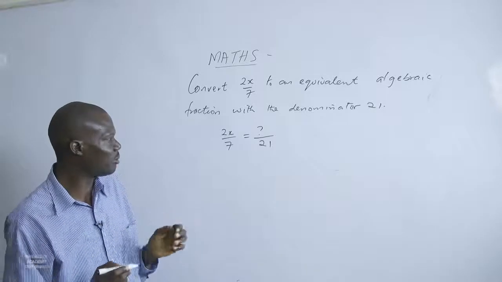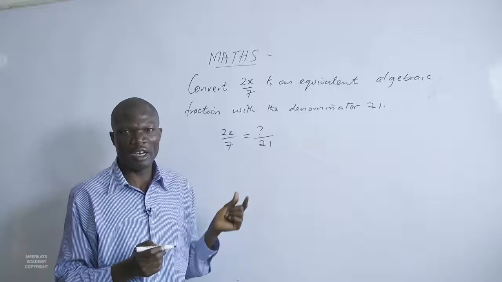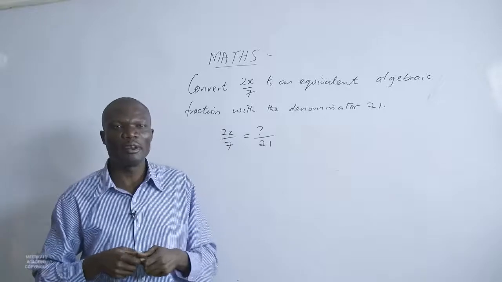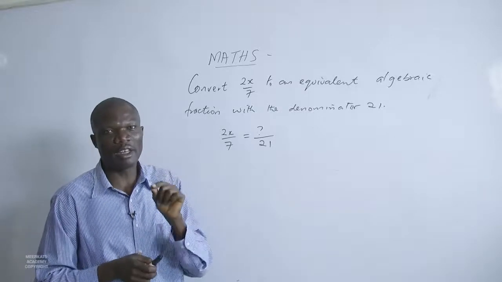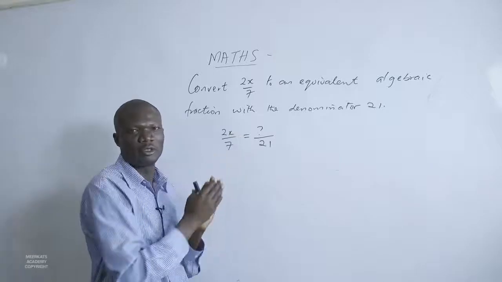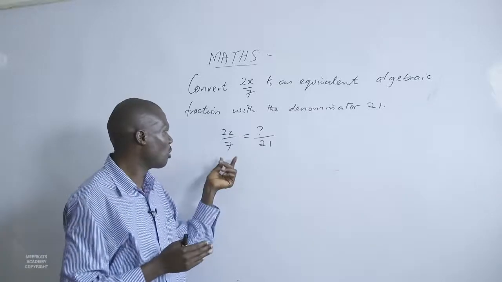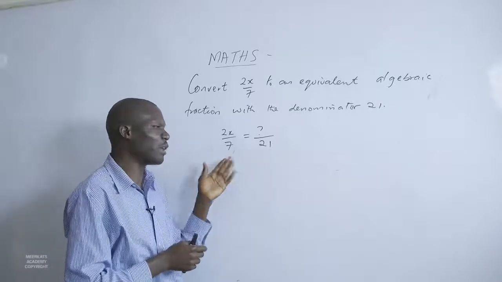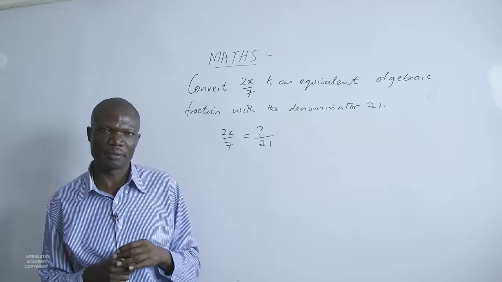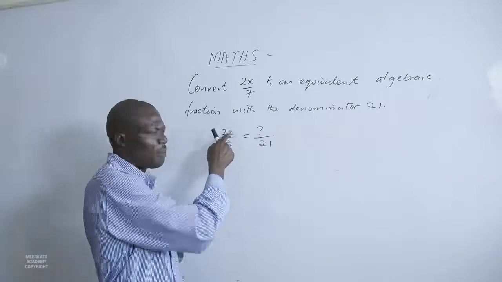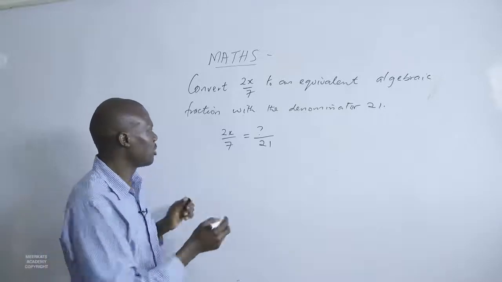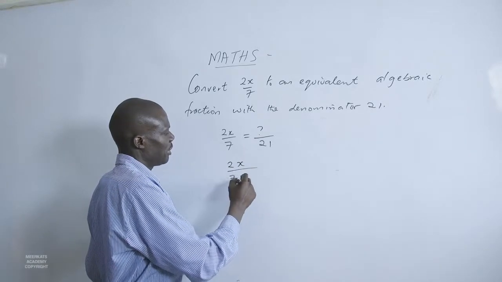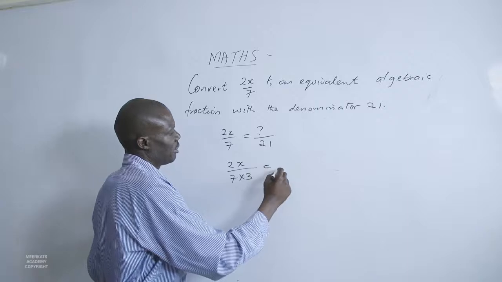It is very simple. You only need to take what you have as your final denominator, which is 21. You divide by the first denominator, which is 7. Then that will tell us how much the denominator was multiplied by to give us the 21. So 21 divided by 7 is 3, which means that above we must also multiply by 3. So you'll find that 2x over 7 times 3 should give us 21.